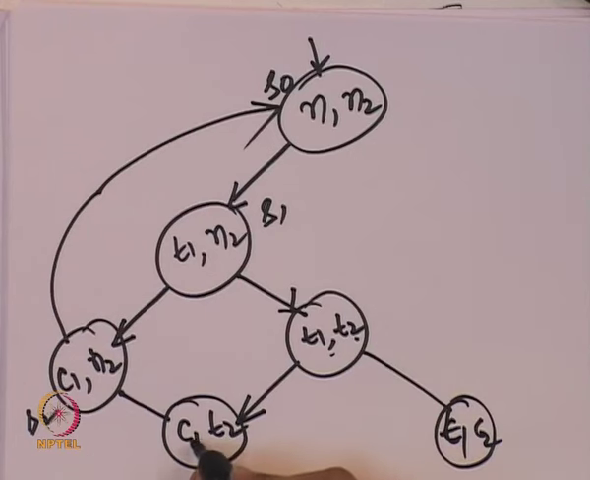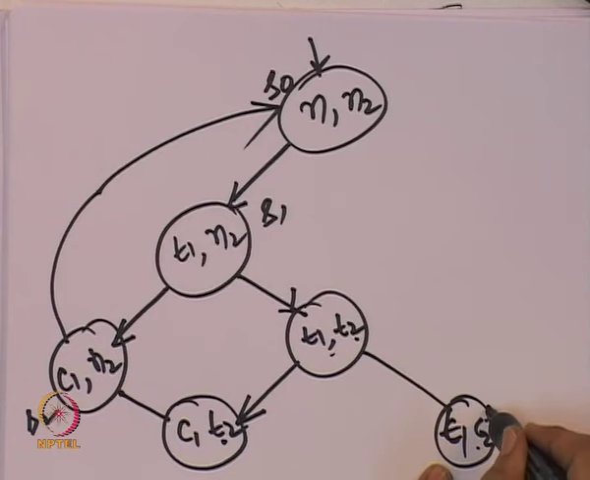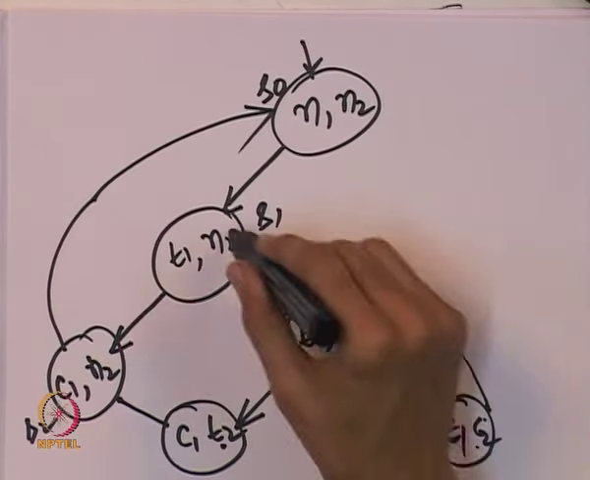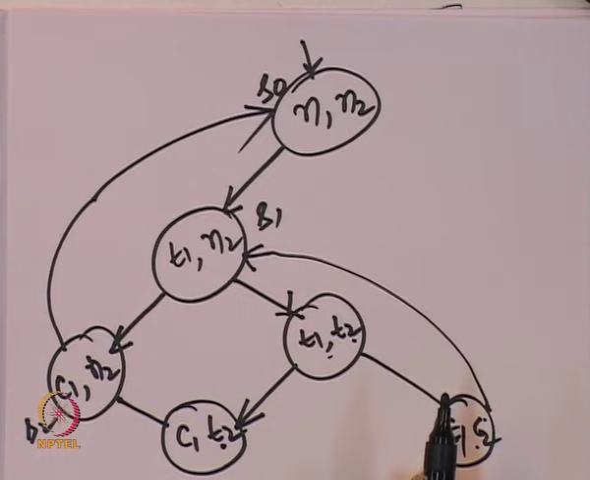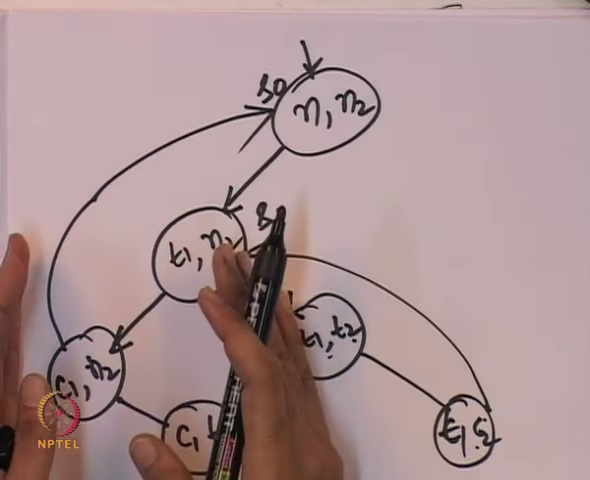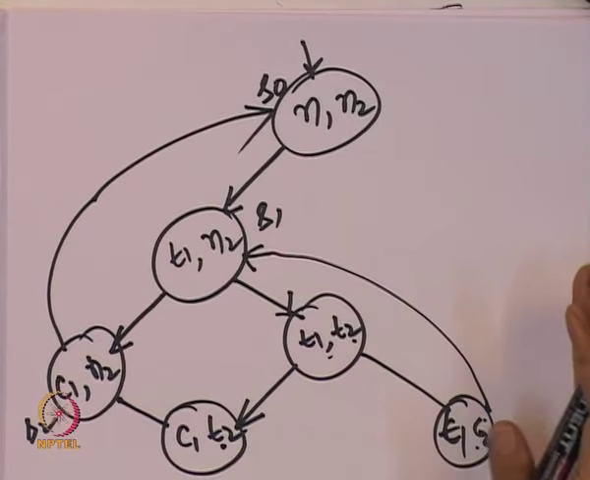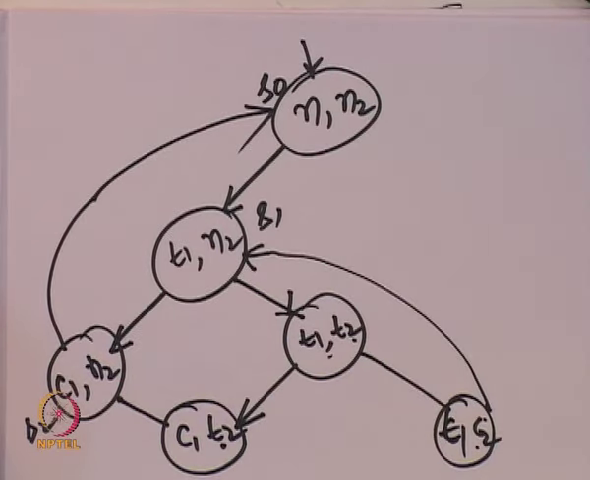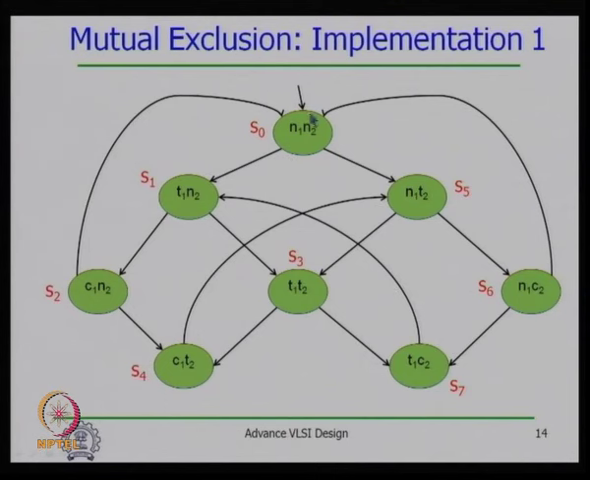Now, if it goes to C1 T2, or it goes to T1 C2, once T2 completes here, it comes back to the state T1 N2, because now process two is not requesting anything. So like this, you will also get a similar kind of state graph on this side. Now if you look at this, you will get a state transition diagram like this, which gives you the implementation of an arbiter or mutual exclusion. I hope this is clear to you by this time.